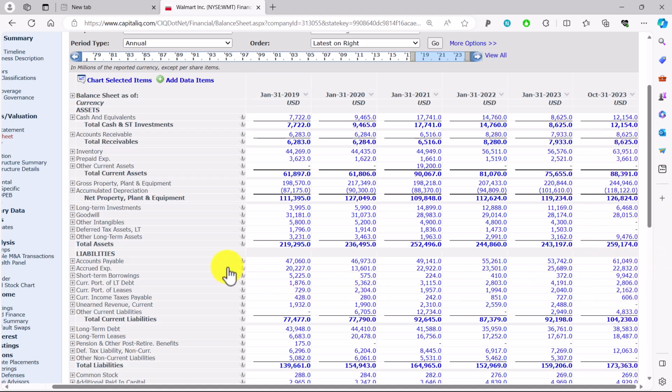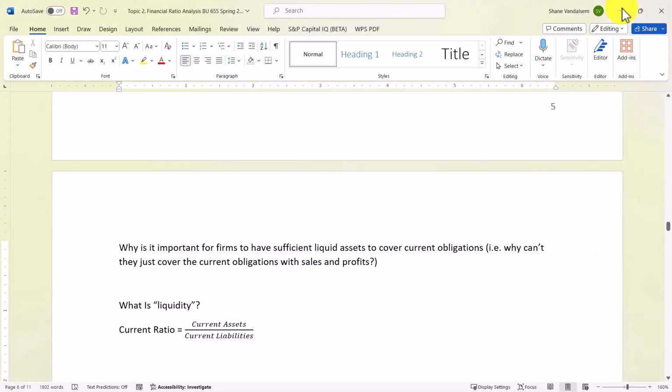Okay, so they have accounts payable, they owe their suppliers, they've got to sell these current assets, generate profits, generate cash flow, more importantly, to then pay their suppliers off and then also to pay their employees. And so that's why it's important that the company have those liquid assets in place. And again, just to answer this question, why is it important for firms to have sufficient liquid assets to cover current liabilities? Because those liquid assets are converted to cash to pay those liabilities.